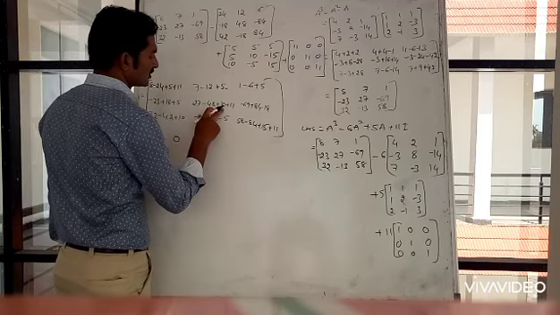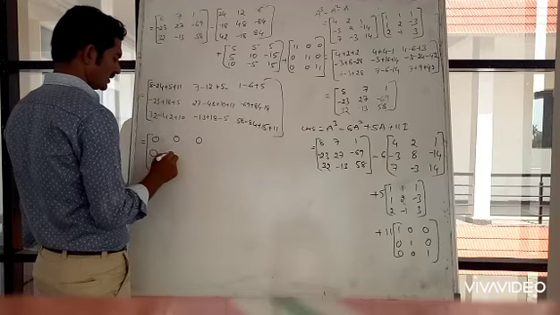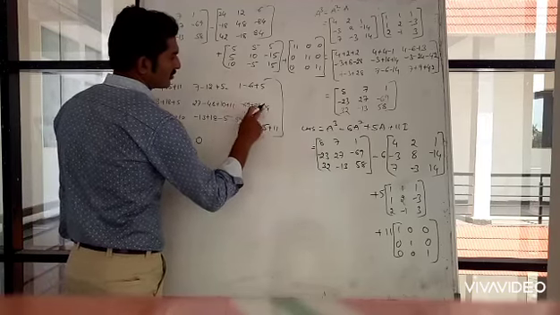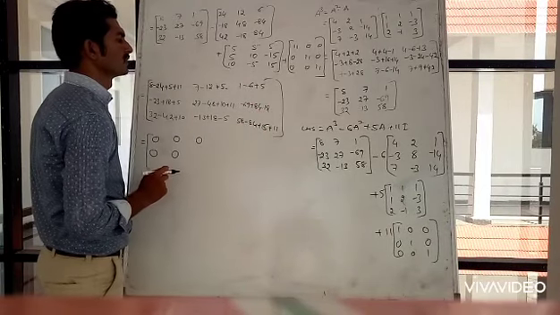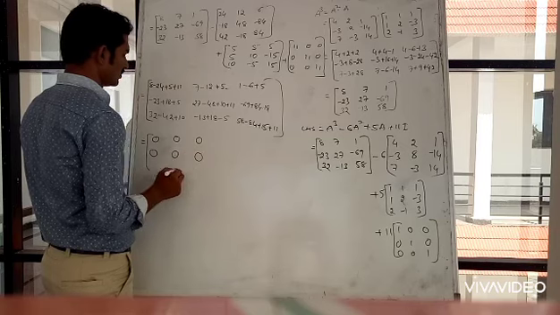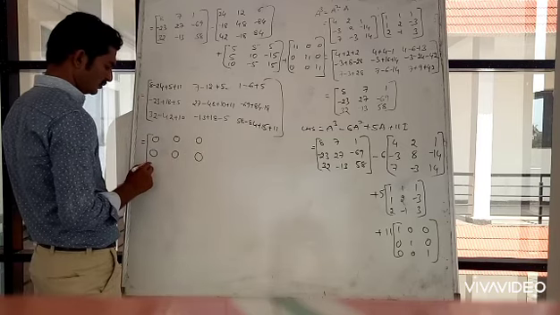27 plus 10 is 37, 37 plus 11 is 48, 48 minus 48 is 0. Minus 69 minus 15 is minus 84, plus 84 is 0. 32 plus 10 is 42, minus 42 is 0.